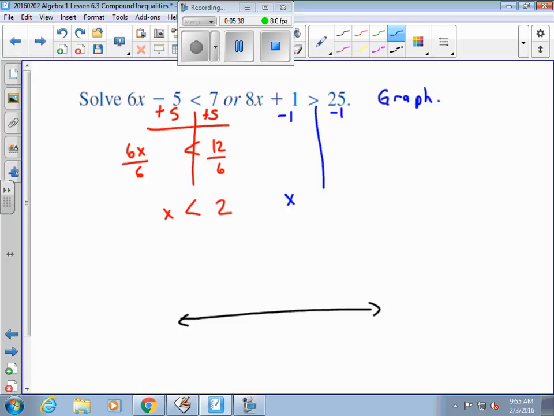When you do it there, do it here. 25 minus 1 is 24. So you have 8x minus 1 plus 1 canceled out. All we did was subtract 1. We do not reverse the symbol. It stays just like this.